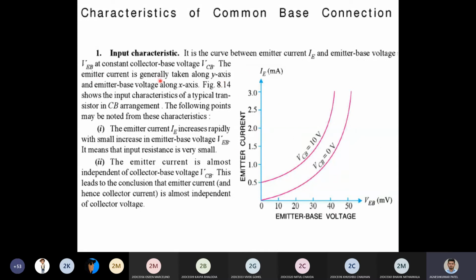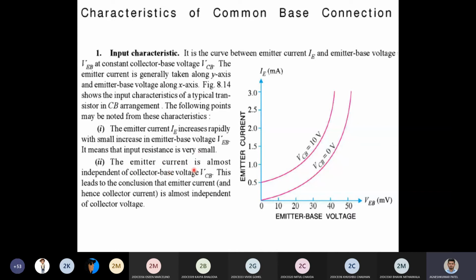So the emitter current is generally taken along the y-axis and emitter base voltage along the x-axis, showing the input characteristic of a typical transistor in CB arrangement. What is a CB arrangement? CB arrangement is common base arrangement. The following points may be noted from this characteristic. The emitter current IE increases rapidly with a small increase in emitter base voltage. So if I change the base voltage slightly, my emitter current changes rapidly. It means input resistance is very small.